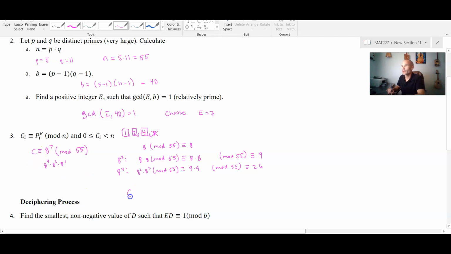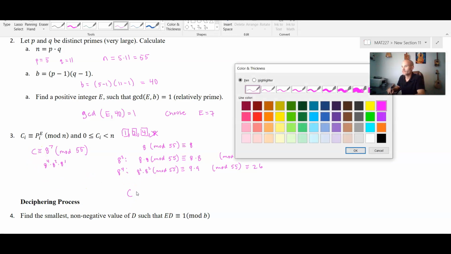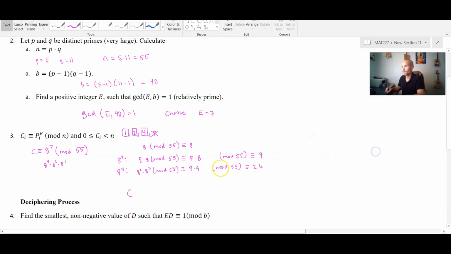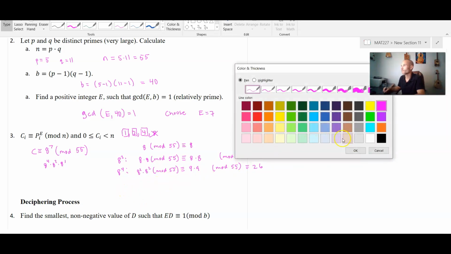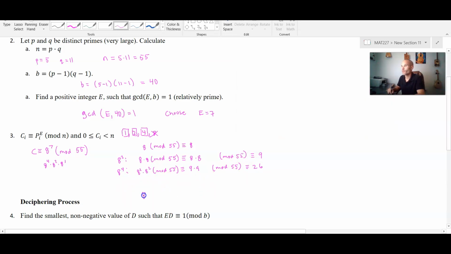So we wanted to find the remainder of 8 to the 7th mod 55, which we're going to write as 8 to the 4th times 8 squared times 8 to the 1st mod 55. And I should say that this is actually equal to, since all we're doing is expanding that value out.